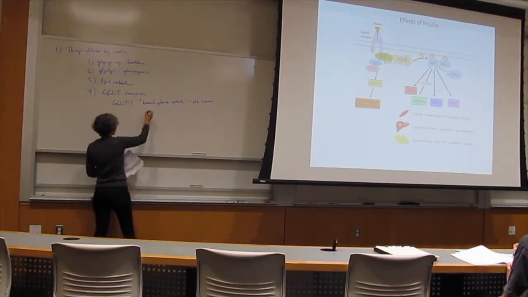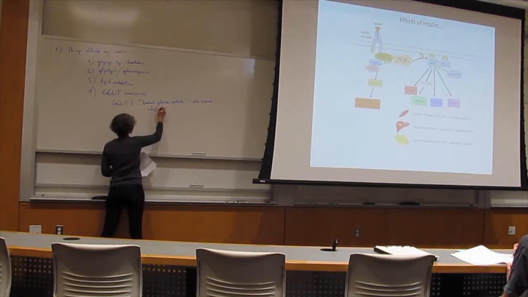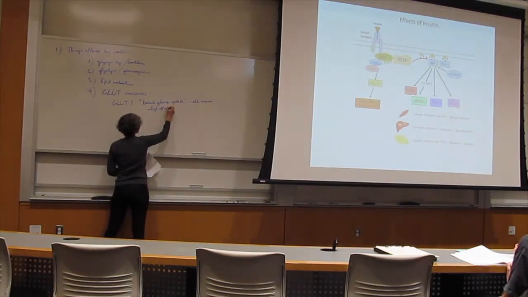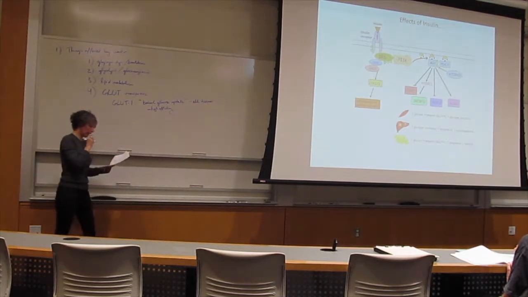Okay? This guy has a high affinity for glucose. Does that mean he has a high Km or a low Km?